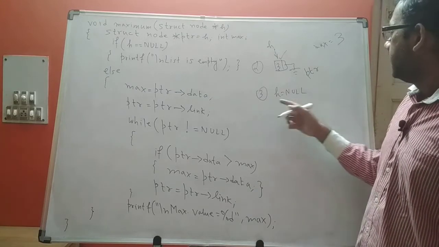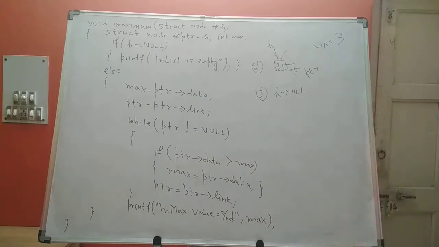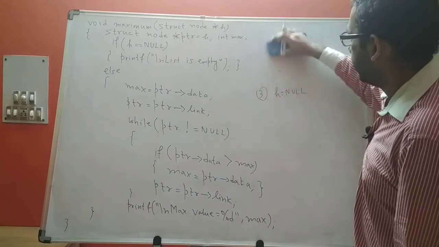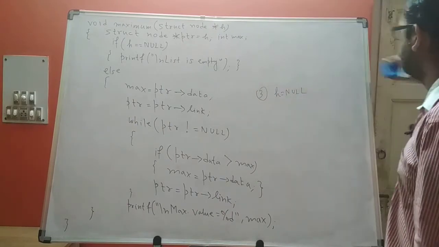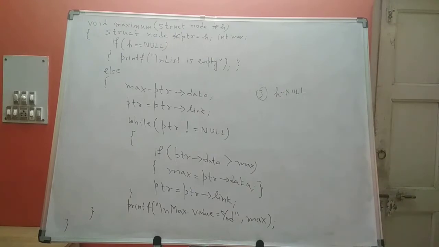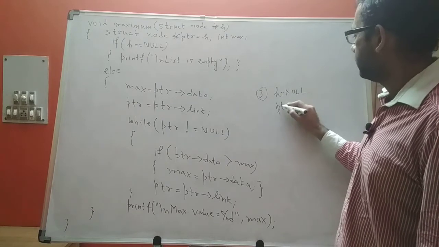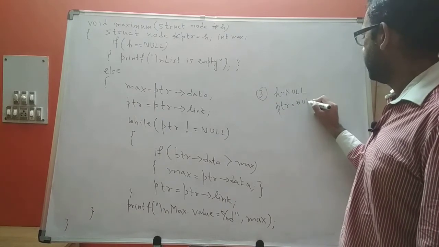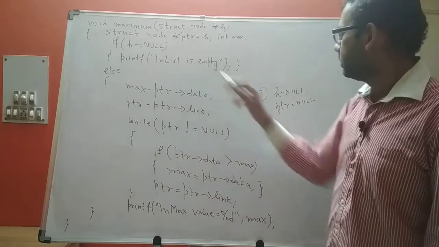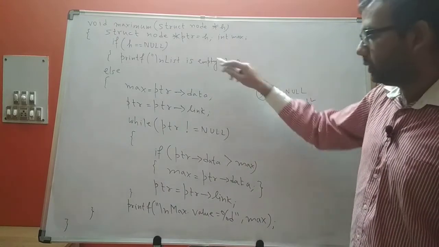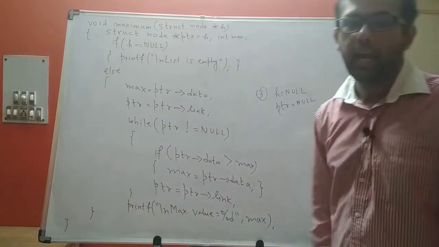Now let's look at scenario number 3, if H is equal to null. Now this is the most trivial scenario. You can see that H is equal to null and I'll check, right? So struct node star ptr equal to H. So ptr also gets a value of null. Now if H is equal to null, indeed H is equal to null. So I'll simply print list is empty and it will not come to the else part. It will directly end the function.